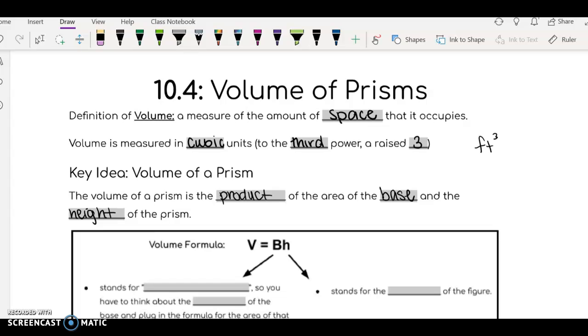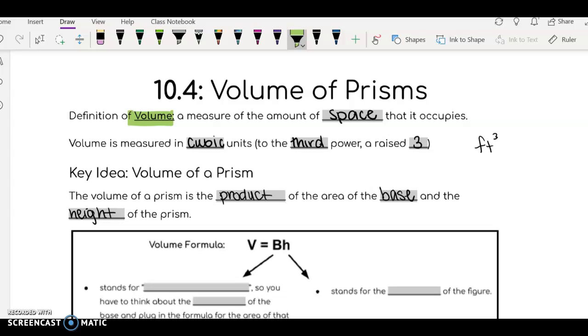Okay, so we are starting 10.4 today, which our learning goal, we can find the volume of prisms. The definition of volume is a measure of the amount of space that something occupies, like an object occupies.